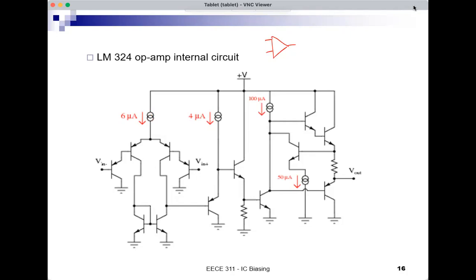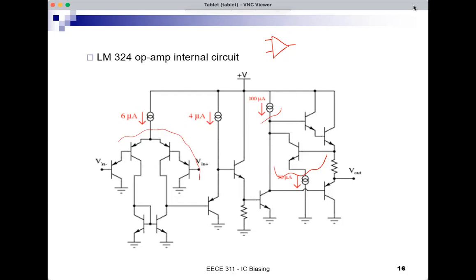So there is a 6 microamp current source, and this current source is sourcing the current into the rest of the circuit. Now that's a source, pushing 6 microamps into the rest of the circuit. This is pushing 4 microamps into this BJT. This is pushing 100 microamps into this BJT. This is a sink. This is sinking 50 microamps from the rest of the circuit. So this is a BJT current sink. This is a BJT current source. This is a BJT current source. This is a BJT current source. So I have at least 4 current sources or sinks in this circuit.